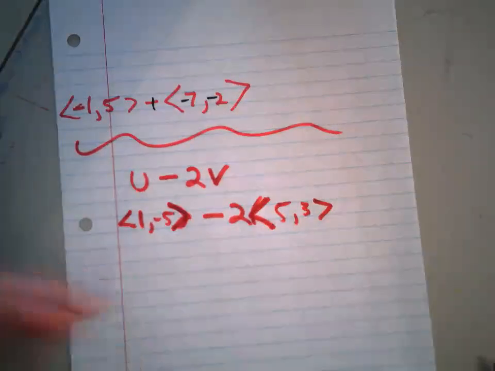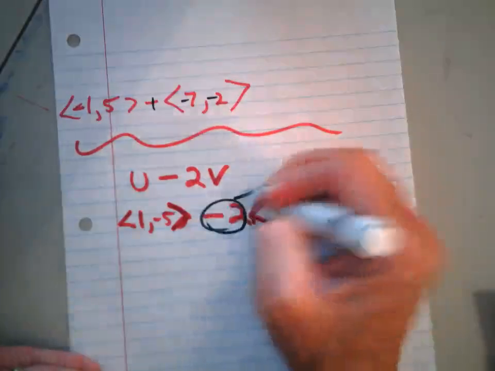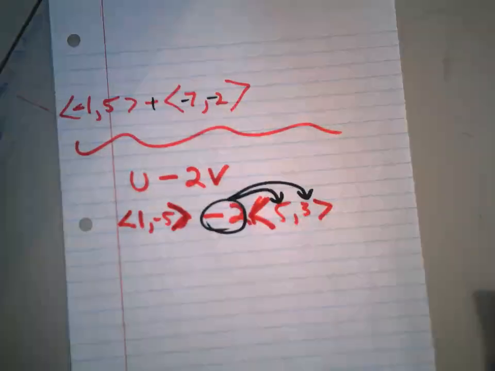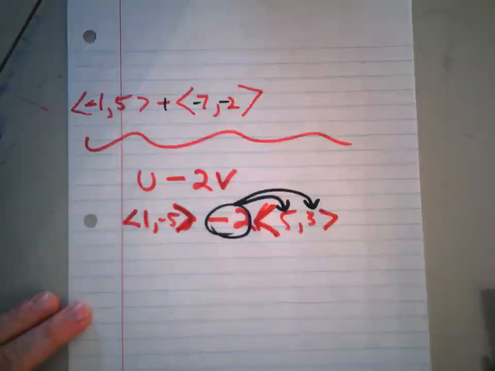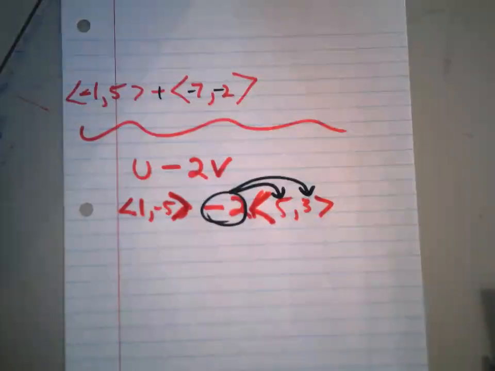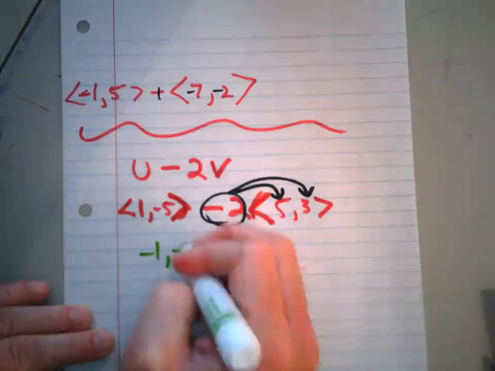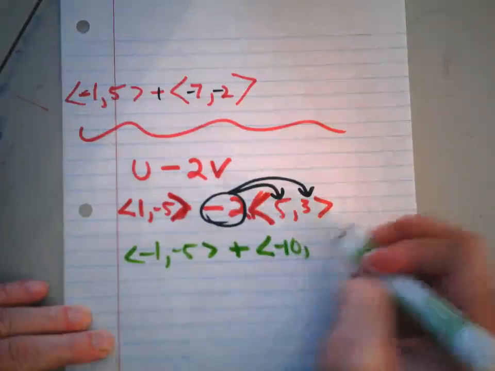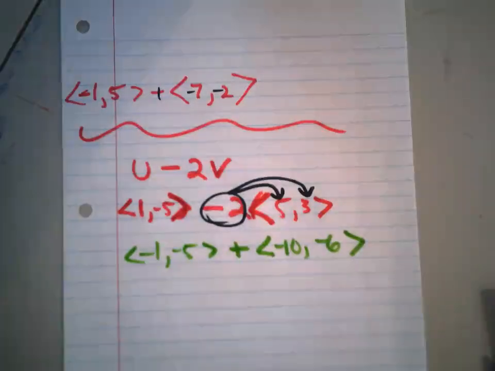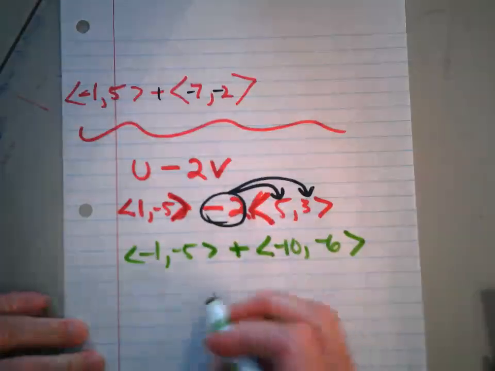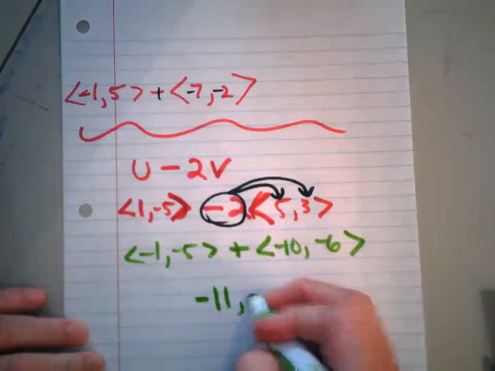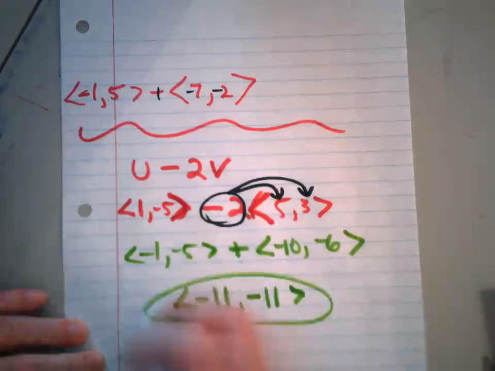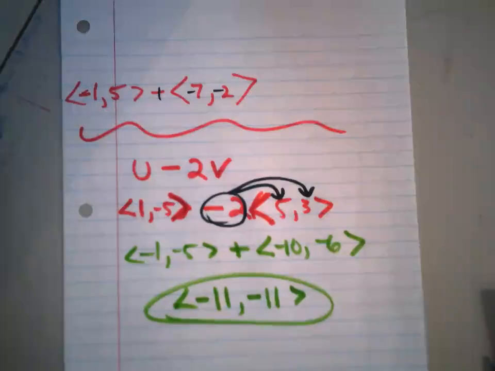And so this is algebra, okay? So we're going to take the negative 2, we're going to distribute it into this vector. And we're going to do a little math. So we're going to have negative 1, negative 5 on the left. Now it's going to be a plus. We have negative 10, negative 6. And let's do a little adding. Negative 1 and negative 10 is negative 11. Negative 5, negative 6 is also negative 11. So that should be what we're going to type into our Delta Math.